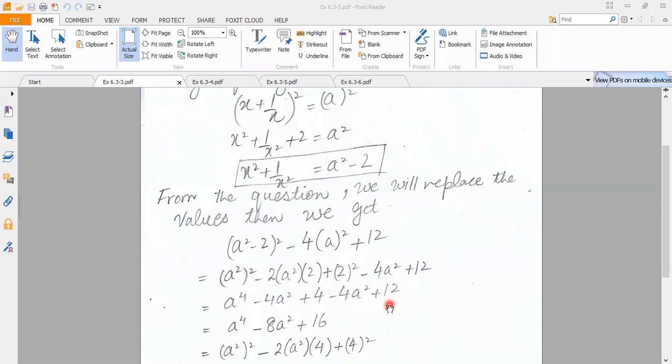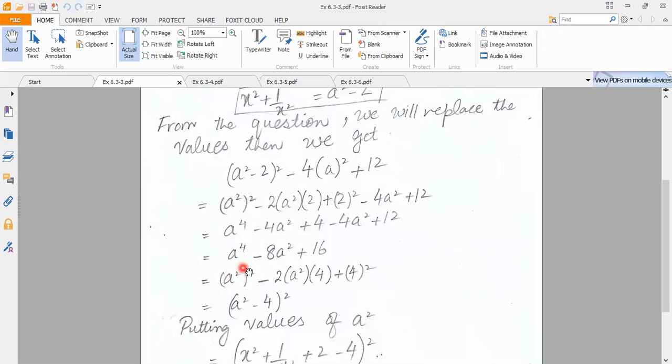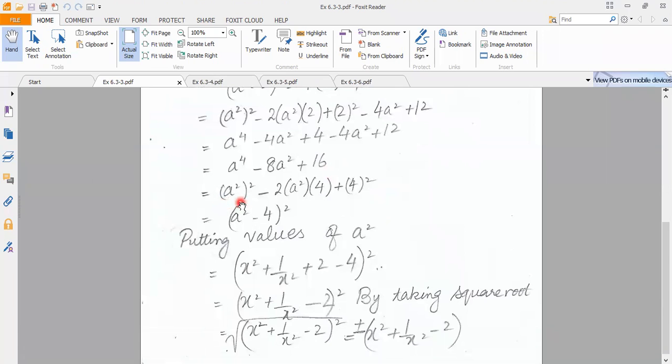Solve these. When you solve, in the next step you will get to know which ones are like terms. There is only one a⁴, so we will write a⁴, but there is a² and a² with coefficients −4 and −4, which will be −8a², plus 16. Now 4 plus 12 is equal to 16. We will move to the next step. It is a⁴ − 8a² + 16. Then again we will apply the formula.